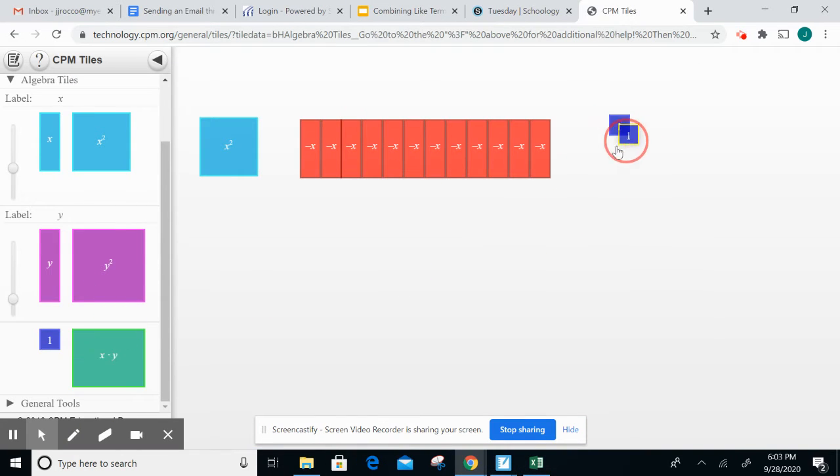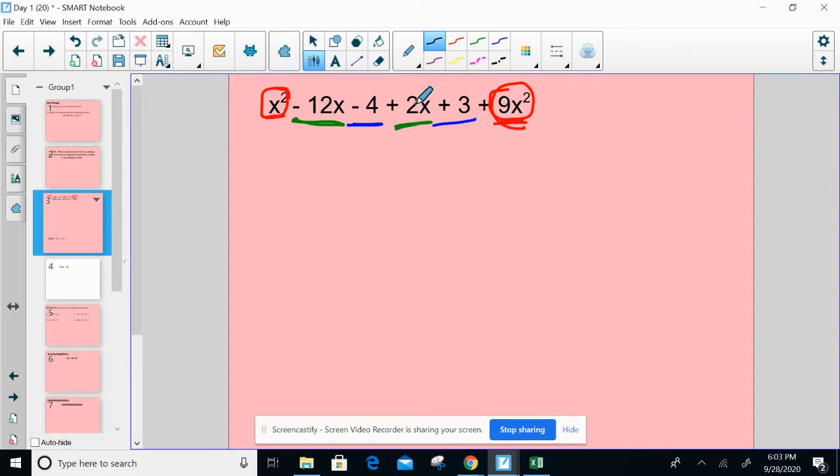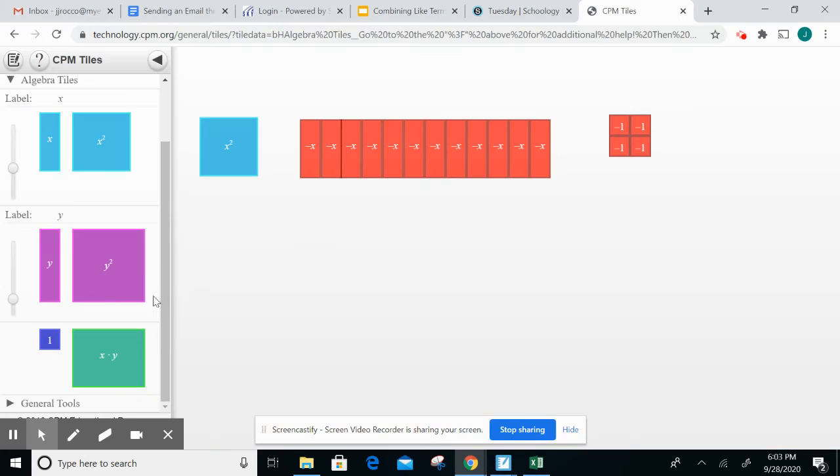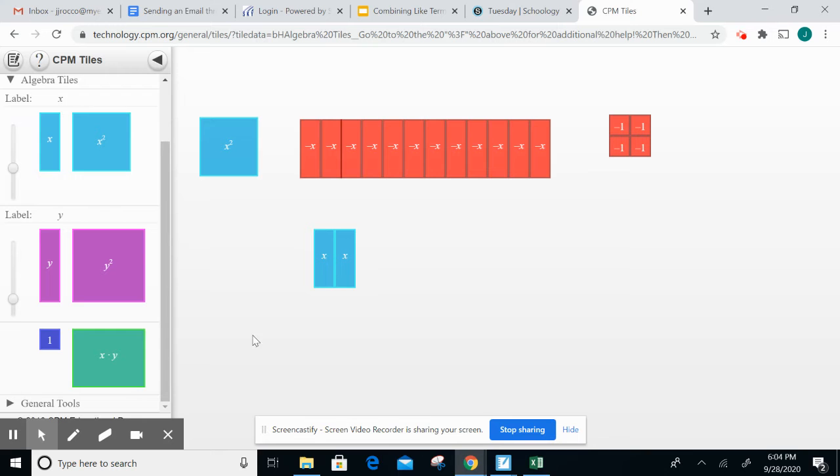All right. Minus 4. You can just click on these to make them minus, but essentially what you're doing is, I'm going to line everything up, but this is the first part. x squared minus 12x, minus 4 plus 2x, that is plus 3 plus 9x squared. So plus 3. 9x squared, okay.